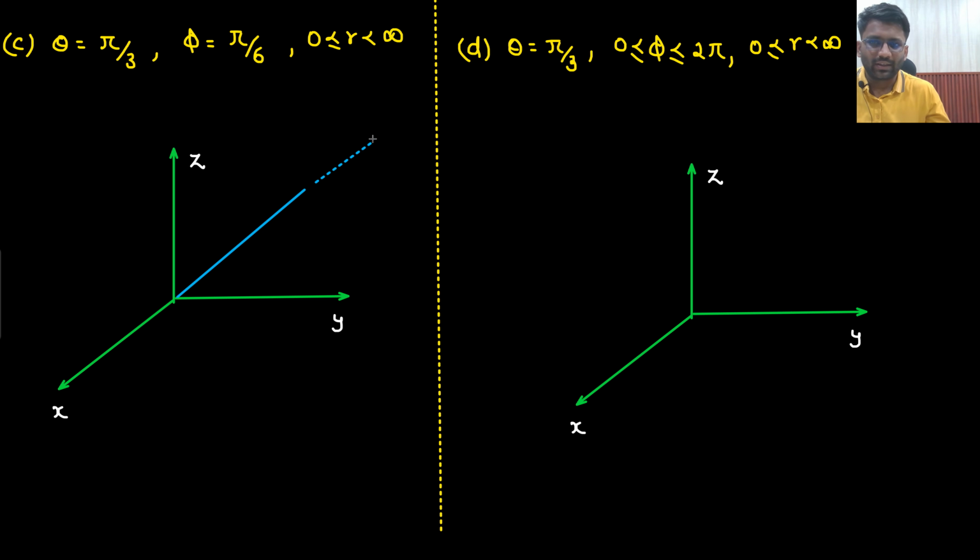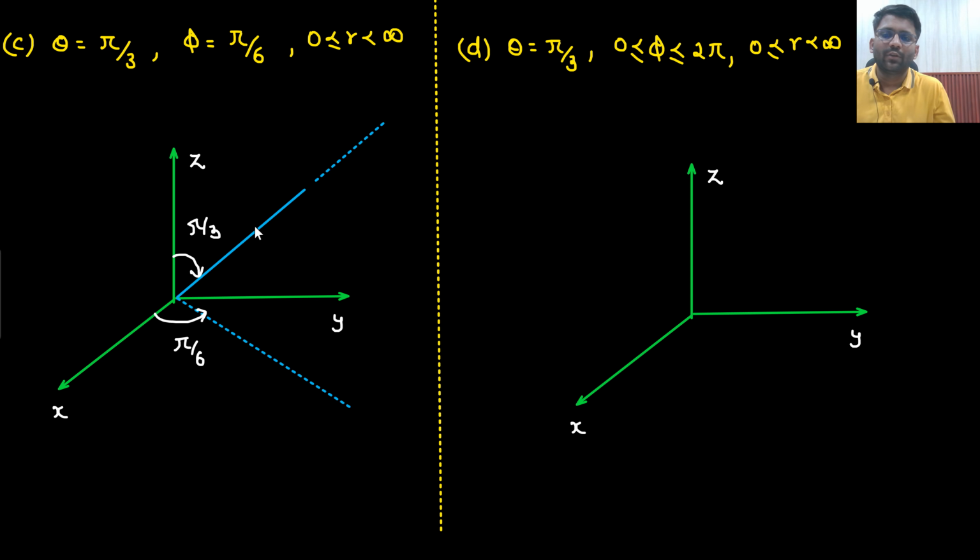And this line will be making an angle of pi by 3 with the z axis. When I take the projection of this line, it will make the angle of pi by 6 with the x axis. This is the scenario, right? And what will be the small portion on this line? The small portion will be nothing but dr. Very simple and very straightforward.